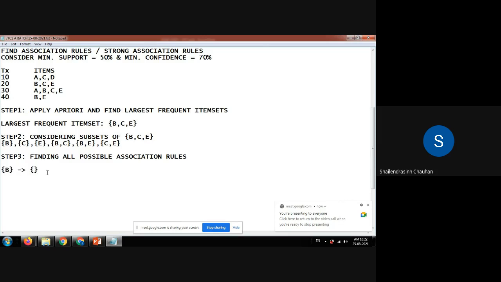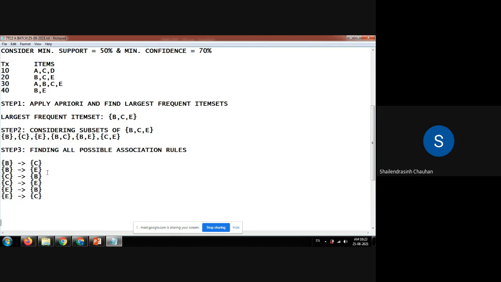So here we are having B. We are having 2 item sets which are not having B and also having size 1: C and E. Now considering C, B, E; considering E, B, C. So these are all the possible combinations in such a way that one item should be there on the left and one item on the right, but the left hand side item should not be included on the right hand side's set.